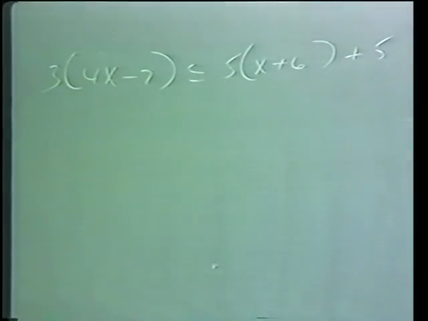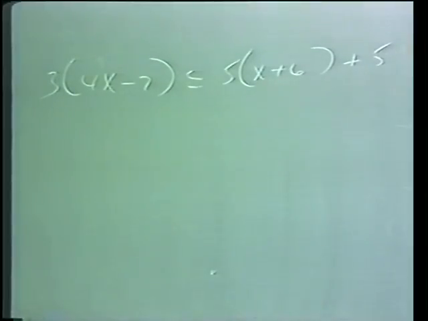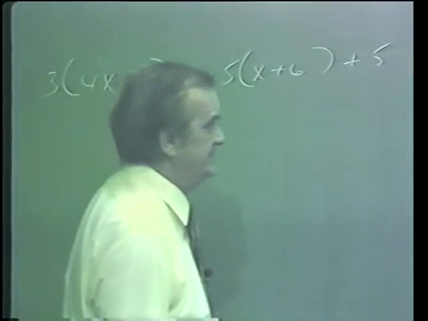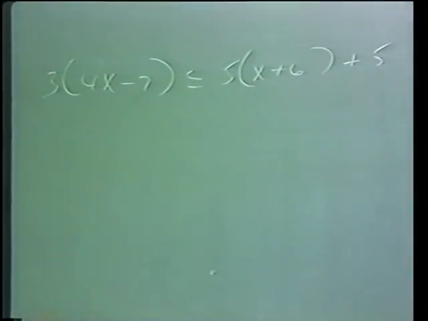There you go. 3 times the quantity 4x minus 7 is less than or equal to 5 times the quantity x plus 6, plus 5.